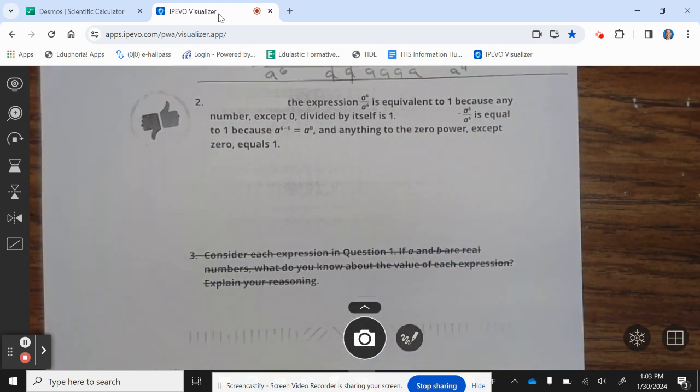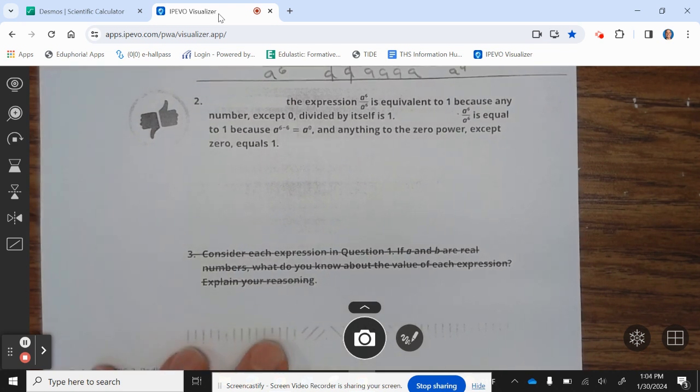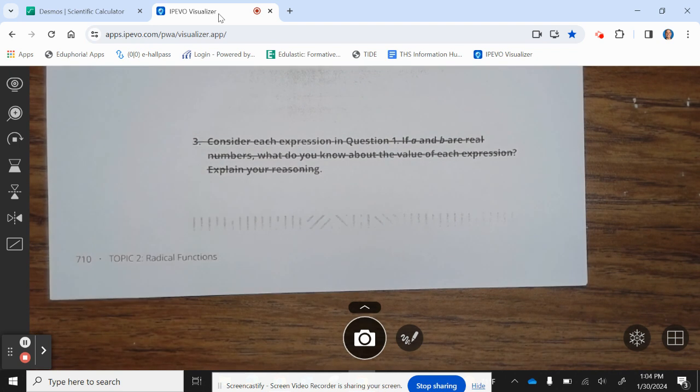2. The expression a to the 6 divided by a to the 6 is equivalent to 1 because any number except 0 divided by itself is 1. A to the 6 divided by a to the 6 is equal to 1 because a to the 6 minus 6 equals a to the 0. And anything to the 0 power except 0 equals 1. Okay, mark out number 3. Let's take a look at the next page.